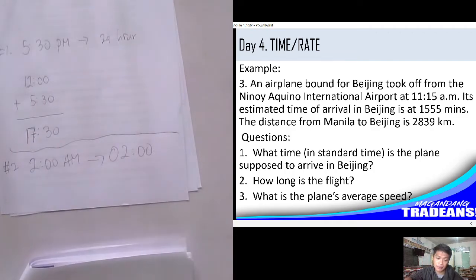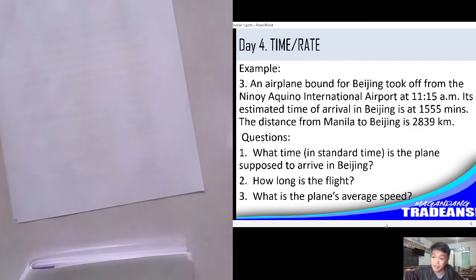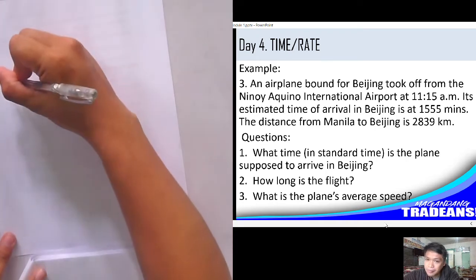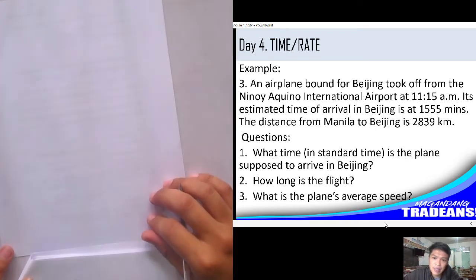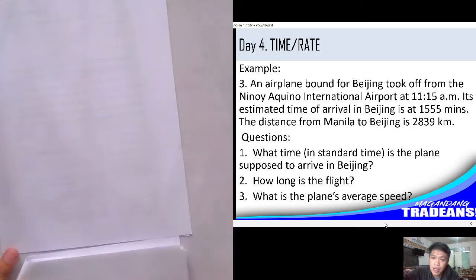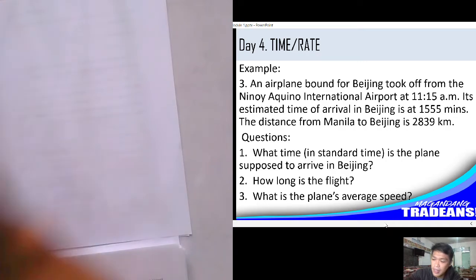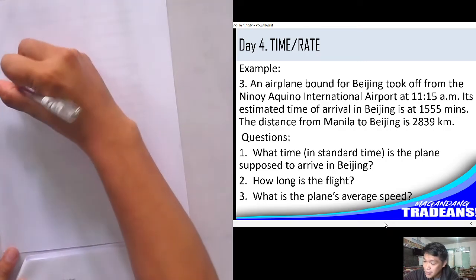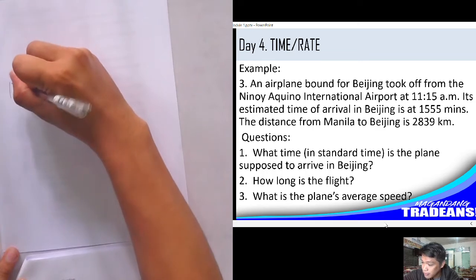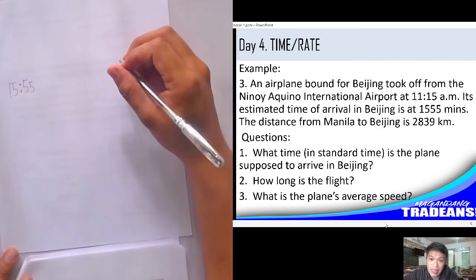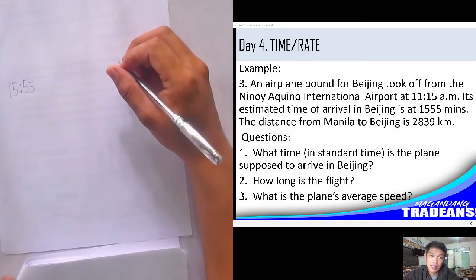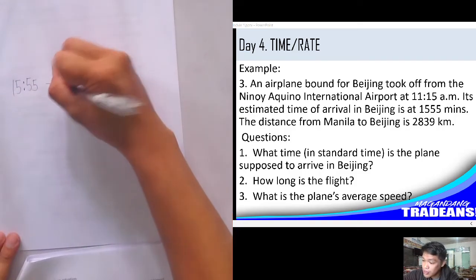Okay, nagkamali po ito. Allow me to erase, to edit. That's 15:55, 24-hour military time, 15:55. So, ano po yung oras niyan siya sa 15:55? So, the distance from Manila to Beijing is 2,839 kilometers. The question: what time in standard time is the plane supposed to arrive in Beijing? So, I'm sorry, nagkamali lang po ito, wrong type lang po. Military time po yan, 15:55. So, yung 15 o'clock and 55 minutes, yan daw po yung oras na darating siya sa Beijing. Iko-convert daw natin ito into standard time.